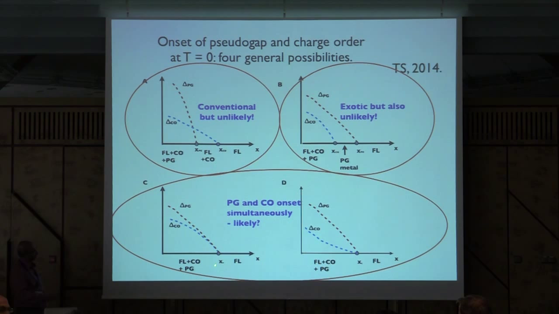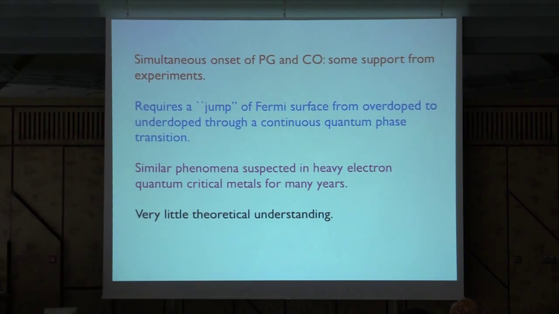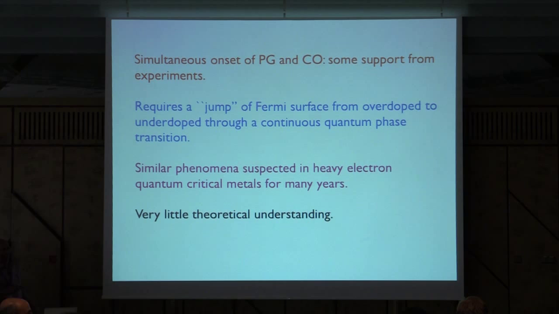So we're then led to a situation where the Fermi surface has to jump in a rather severe manner as you go from the overdoped normal state Fermi surface to the underdoped normal state Fermi surface through a single direct quantum critical point. And this quantum critical point is also accompanied by the onset of the broken translation symmetry, which then guarantees that I don't run into problems with Luttinger. So this kind of severe jump of the Fermi surface has been suspected in the heavy fermion quantum critical metals for many years. But that's about all that we can say, because there's no theory of what's going on in the heavy fermion systems as well.